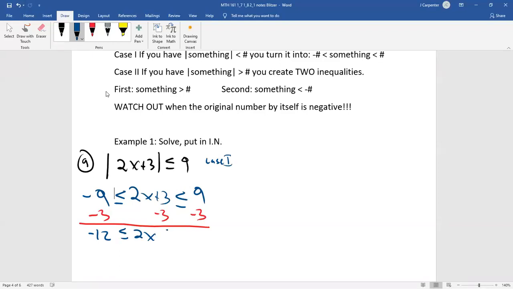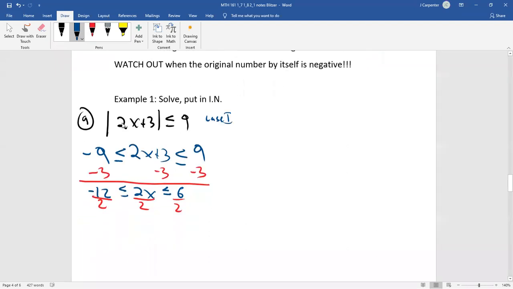9 minus 3 is +6, leave the less than or equal to. Everything looks good. Now we divide all sides by 2, not just 2 sides, all sides. Half of 12 is 6, so that's -6, less than or equal to x. And then 6 divided by 2 is 3. These don't have to be whole numbers, they can still be fractions, decimals, positive, negative, whatever.